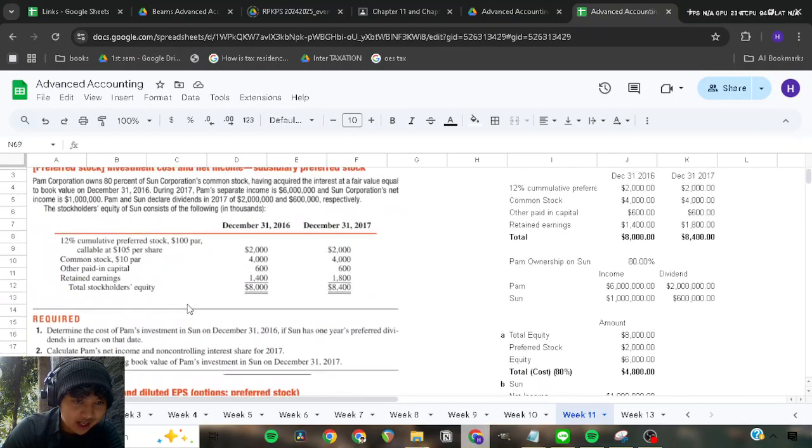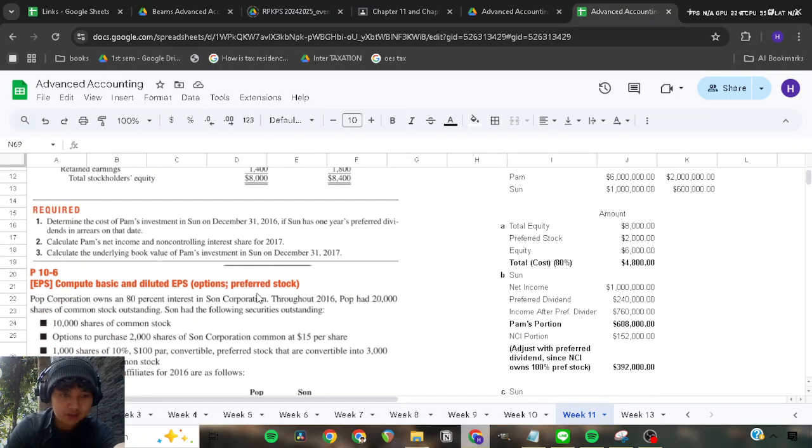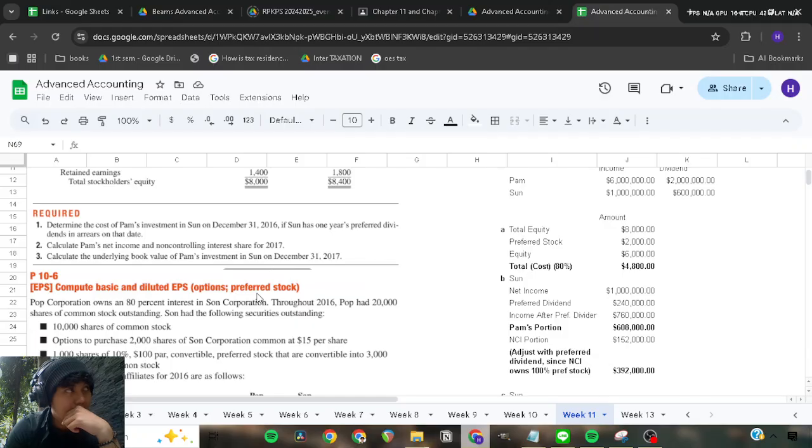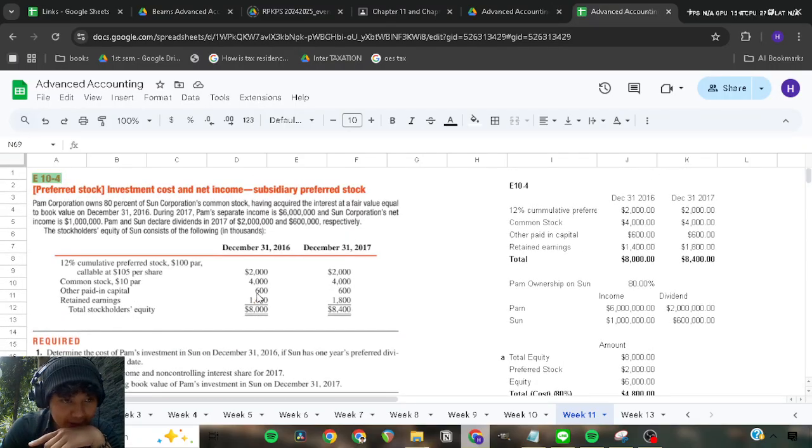So the main topic of this video is about calculating preferred stock and common stock. Basically, you have stocks that are for the common and for the preferred ones. They have their own differences, advantages, disadvantages, and so on and so forth. There's also a thing about the EPS, and we're gonna try to calculate that as well. So I'm just going to go into the first question.